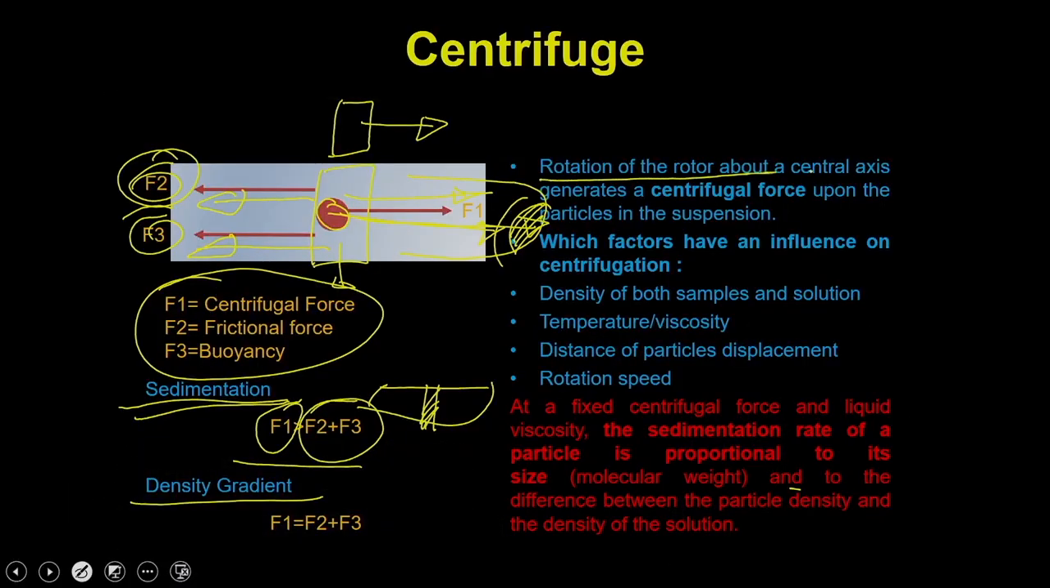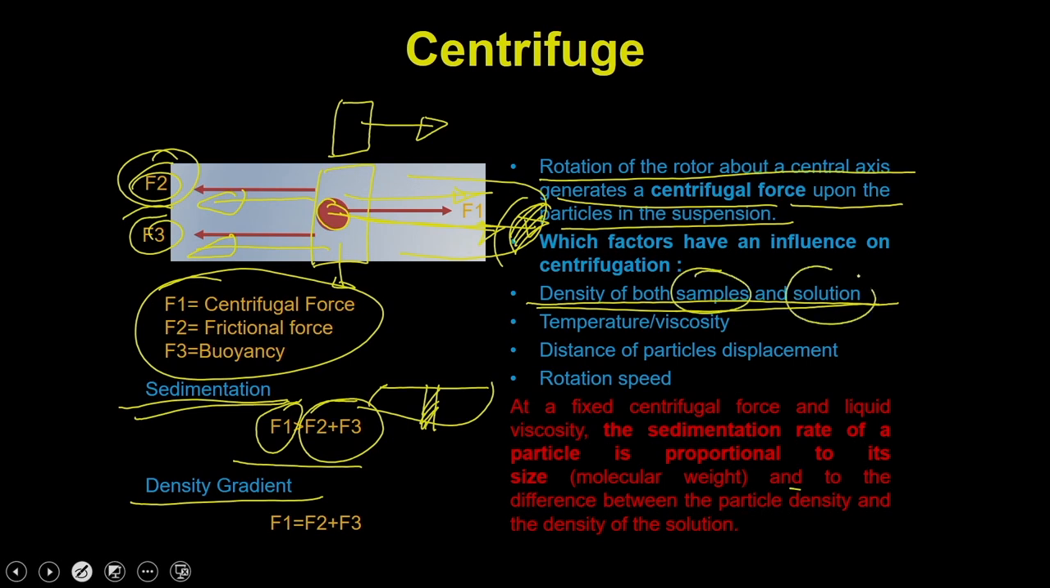So the rotation of a rotor about a central axis generates a centrifugal force upon the particle in the suspension, and the density of both the sample and the solution. So what are the forces which are going to influence the centrifugation? The first factor is the density of both the sample as well as the solutions.